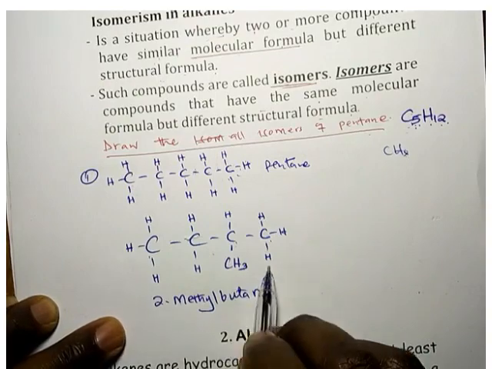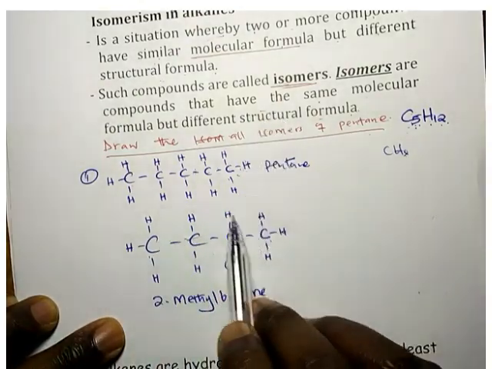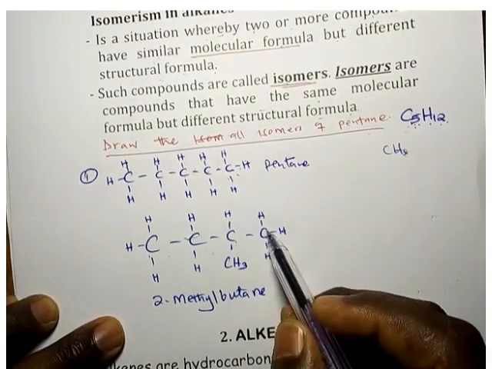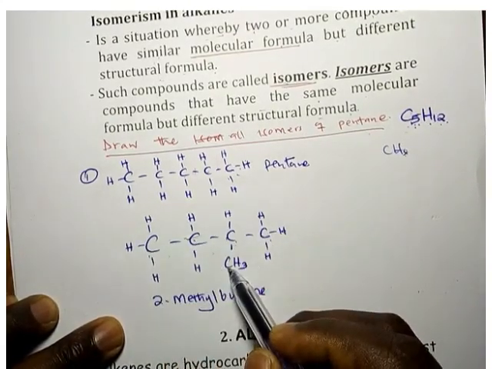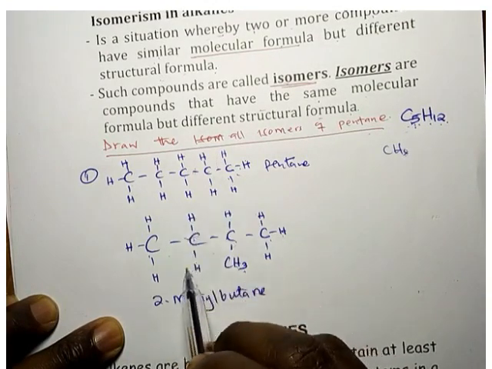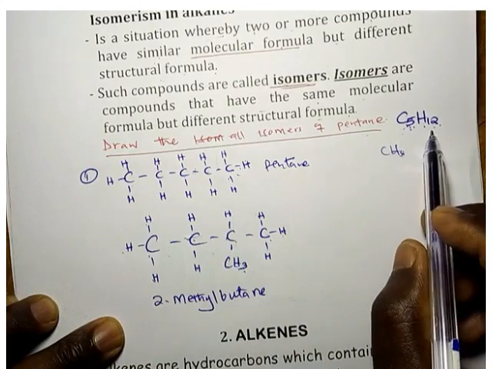Now these have the same molecular formula but different structural formulas. How will you know they have the same molecular formula? Count how many carbons: 1, 2, 3, 4, 5. That is 5. How many hydrogens? 1, 2, 3, 4, 5, 6, 7, 8, 9, 10, 11, 12. That is 12. You see?